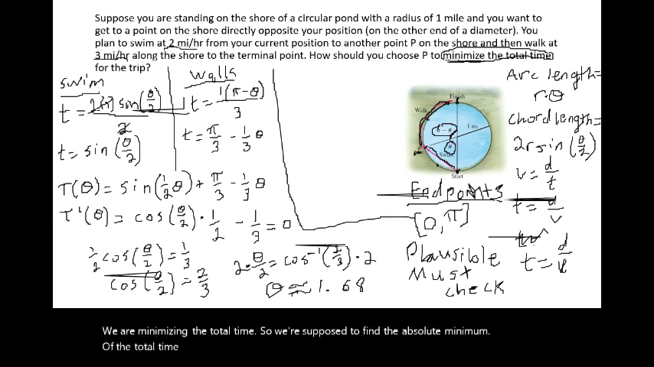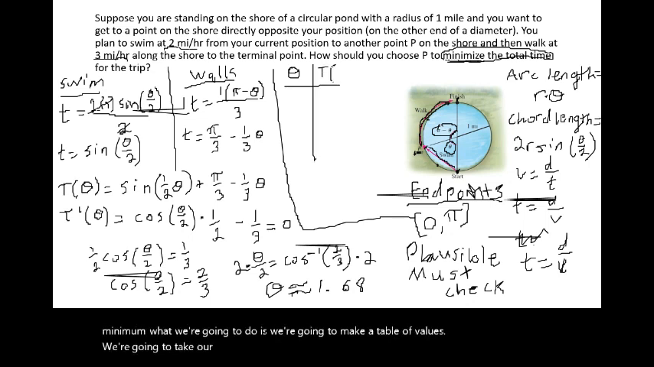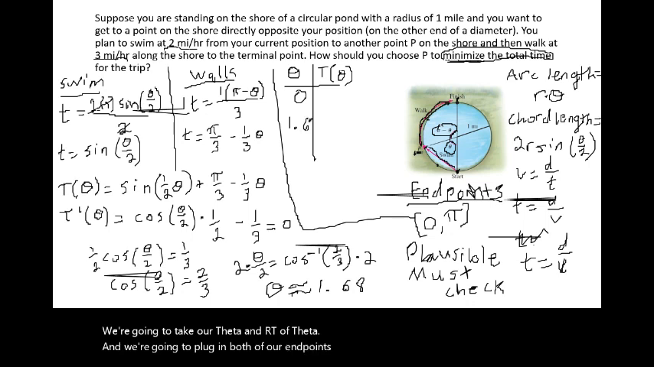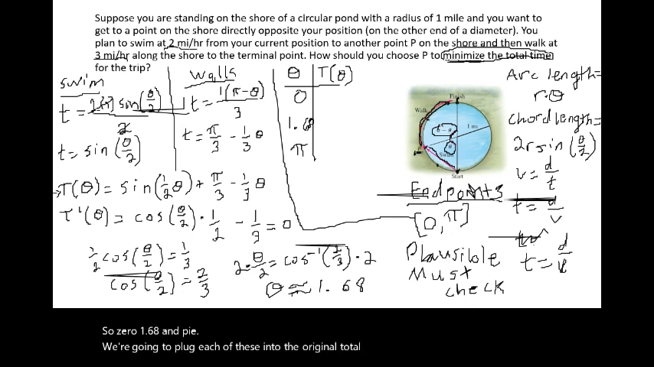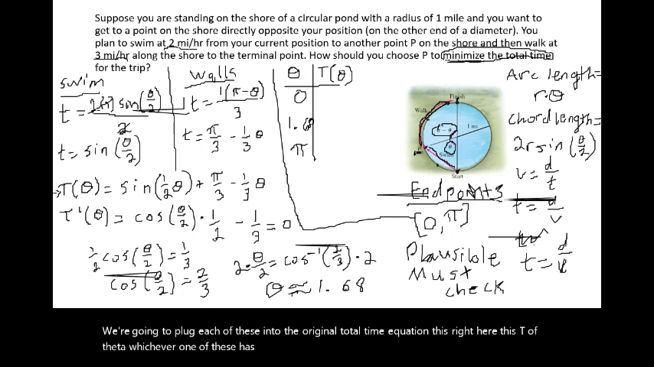So if you remember from section 4.1 how to find an absolute minimum, what we're going to do is make a table of values. We're going to take our theta and our t of theta, and we're going to plug in both of our endpoints and our one single critical point, so 0, 1.68, and pi. We're going to plug each of these into the original total time equation, this t of theta. Whichever one of these has the smallest t of theta is the smallest amount of time and will minimize the total time equation.